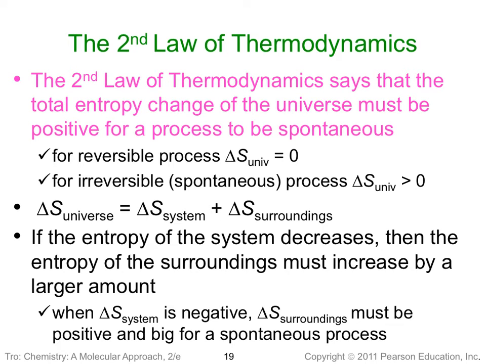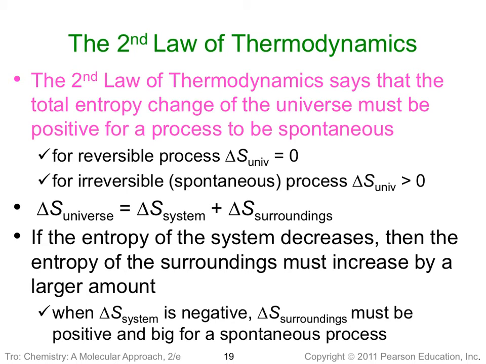So we do have to touch on the second law of thermodynamics, and it basically says that the total entropy change of the universe is going to be positive for a spontaneous process. But for a reversible process, the delta S of the universe is 0. For irreversible or spontaneous processes, the delta S of the universe is going to have to increase. And so the delta S of the universe is equal to the system plus the surroundings. If the entropy of the system decreases, then the entropy of the surroundings must increase by a larger amount, because the delta S of the universe has to increase.